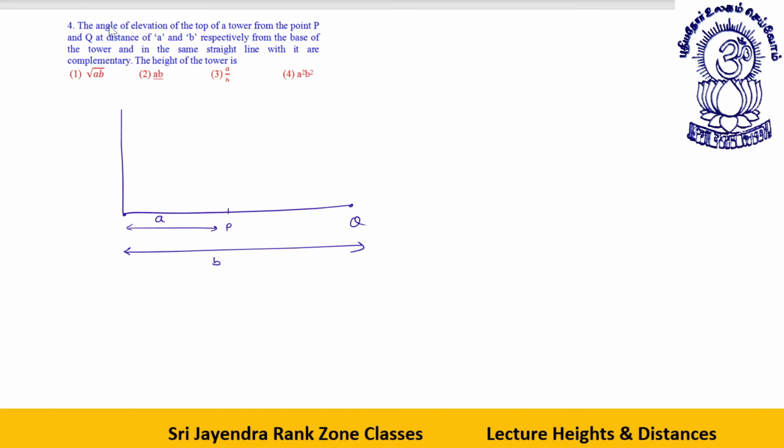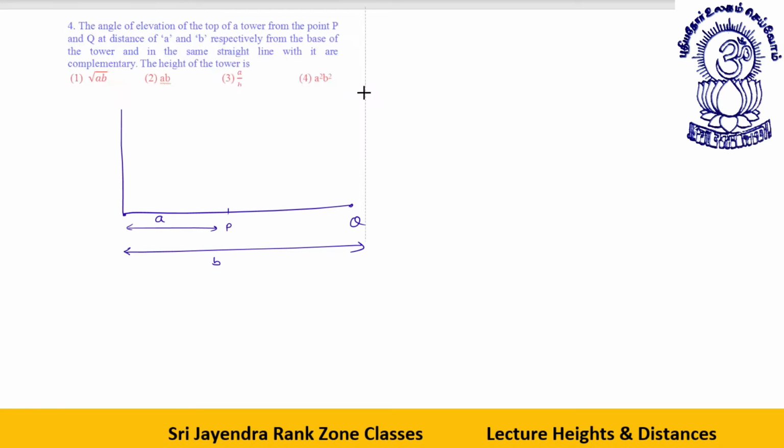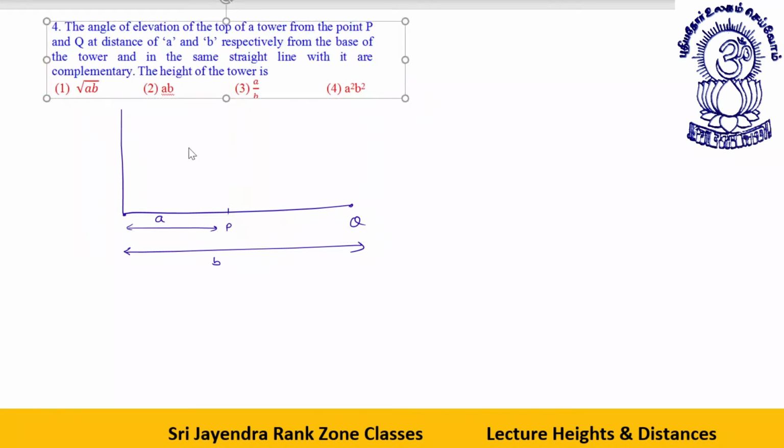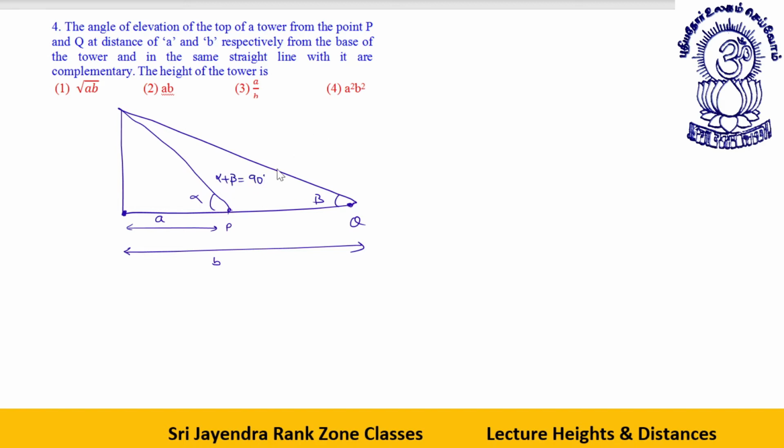So I read the line again. The angles of elevation of the top of a tower from the points P and Q at distances of A and B respectively from the base of the tower, and in the same straight line with it, are complementary. This is the base of the tower. These three points are in the same straight line. This is alpha, this is beta, and you are being told alpha plus beta is equal to 90 degrees.